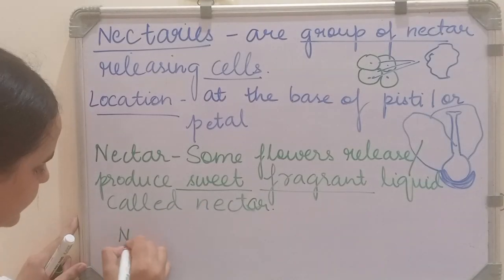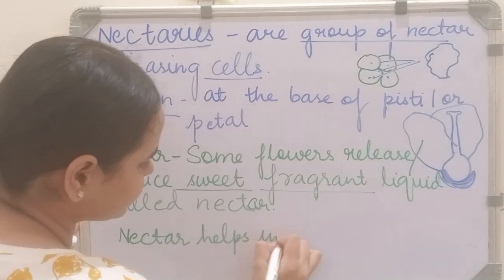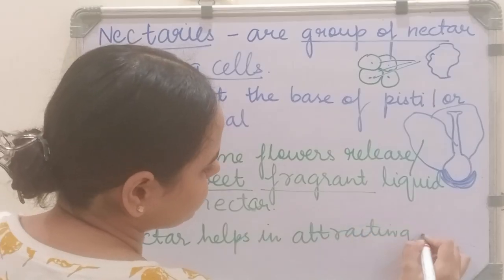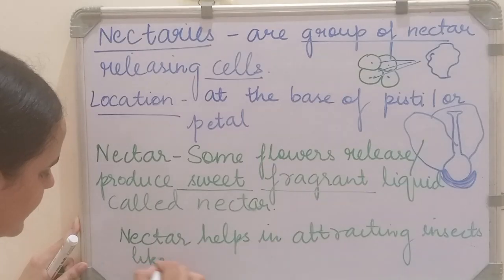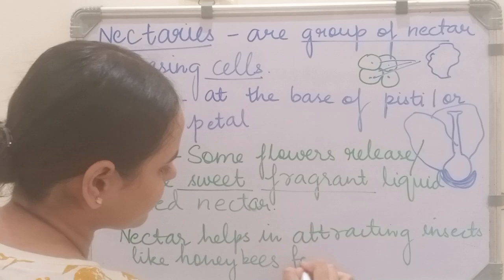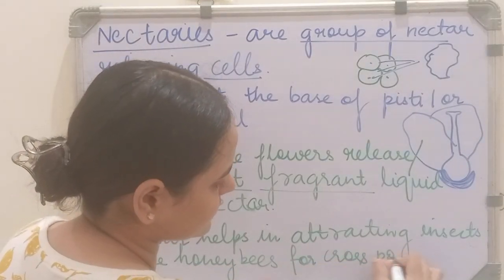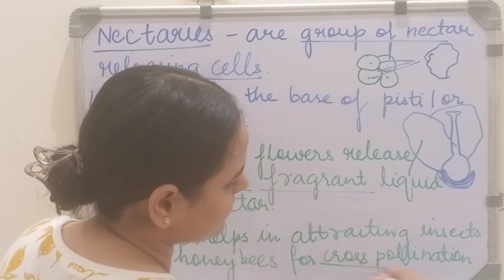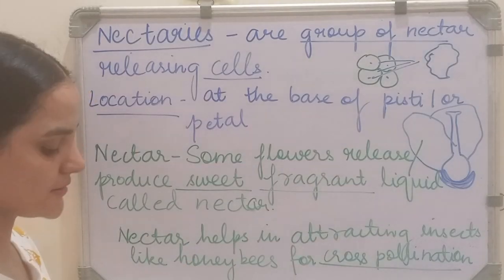So nectar, we have to note this point, nectar helps in attracting insects like honeybee for cross pollination. So what is actually cross pollination? Okay, so pollination between two different flowers is known as cross pollination.